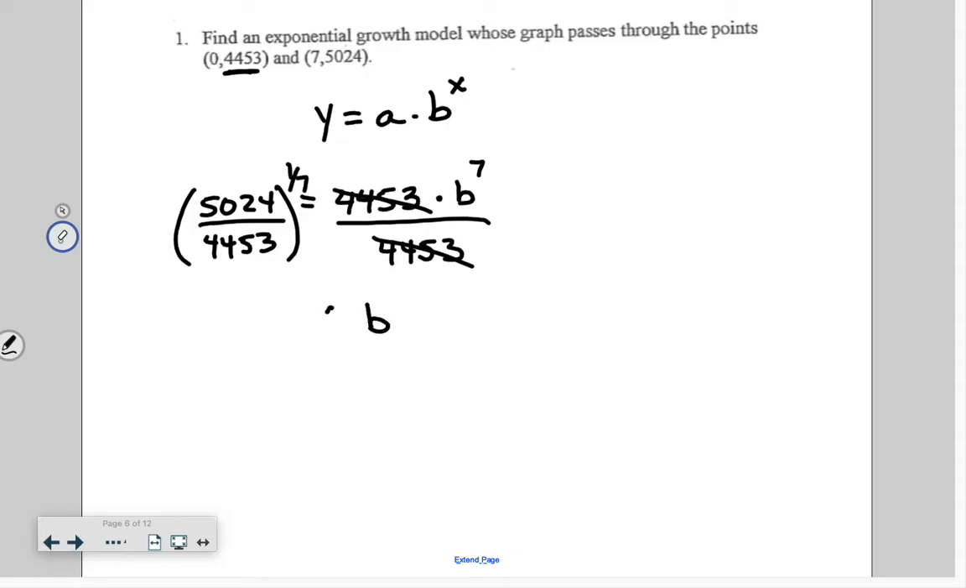And you should end up with, where did I put my answer key? Approximately 1.017. That's what you should get for b. Okay, 1.017. Which means now I can write the equation because I know a and b. I know my starting point, I know the multiplier. So we've got y equal to 4453 times 1.017.